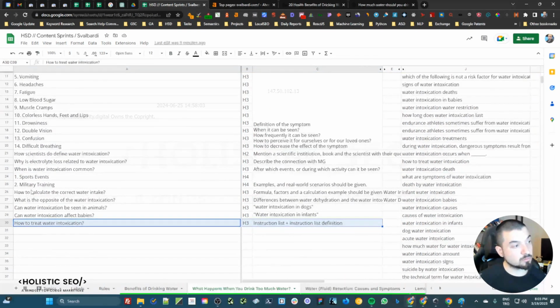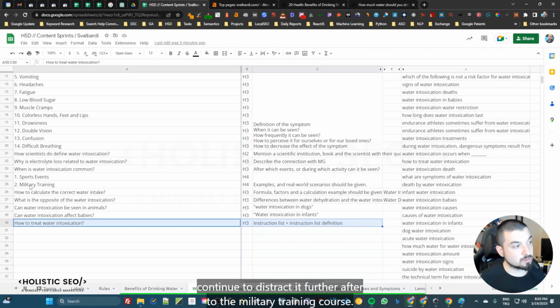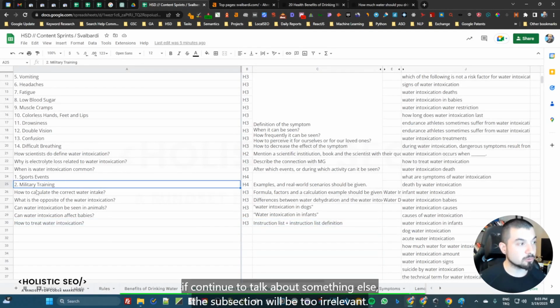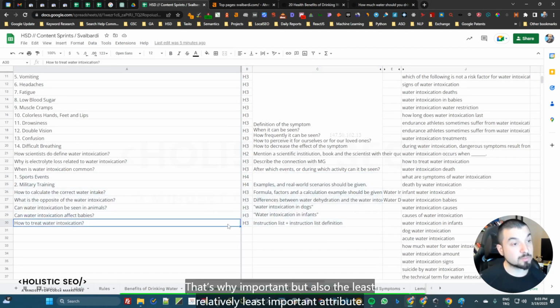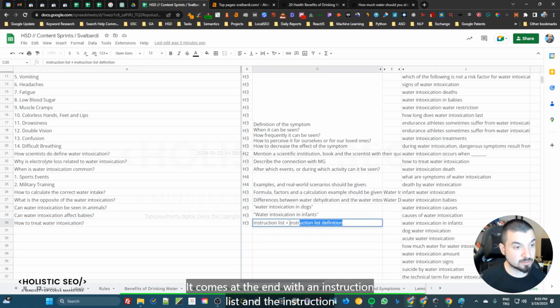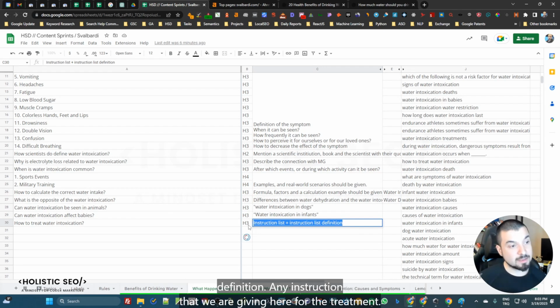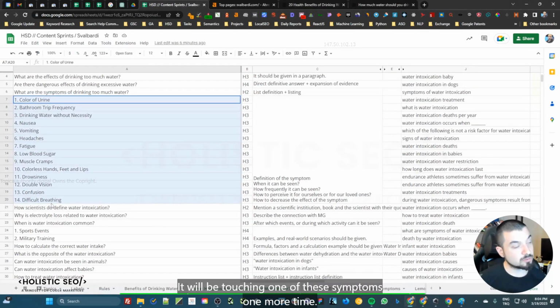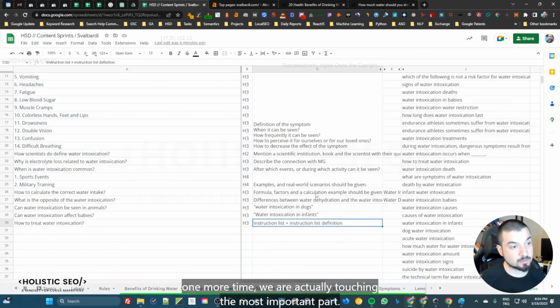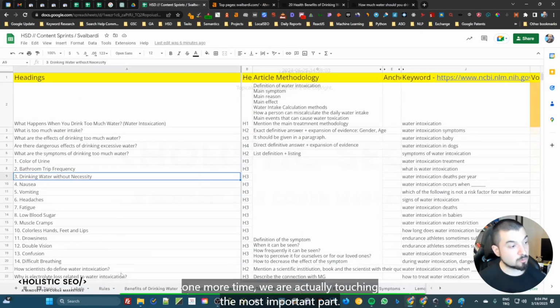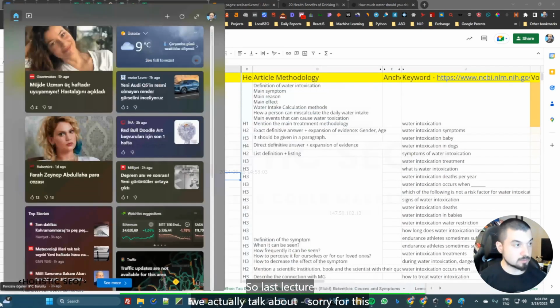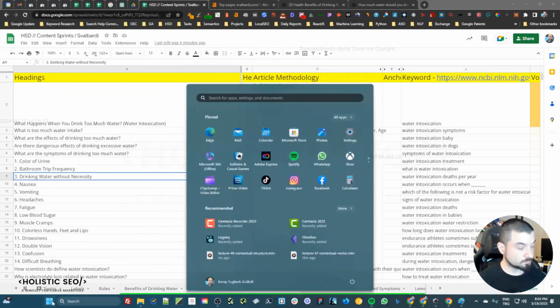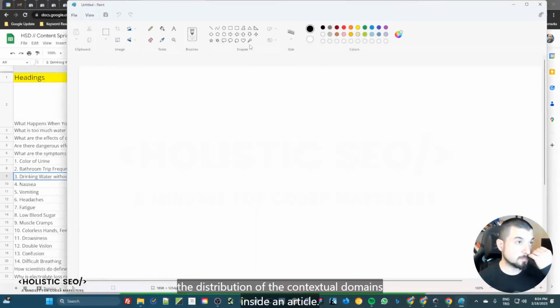Because if you continue to distract it further after the military training or some other things, if you continue to talk about something else, the subsection will be too irrelevant. That's why the important, but also relatively least important attribute comes at the end with an instruction list and the instruction definition. Any instruction that we are giving here for the treatment will be touching one of these symptoms one more time. So basically, at the end of the article, again, one more time, we are actually touching the most important part.